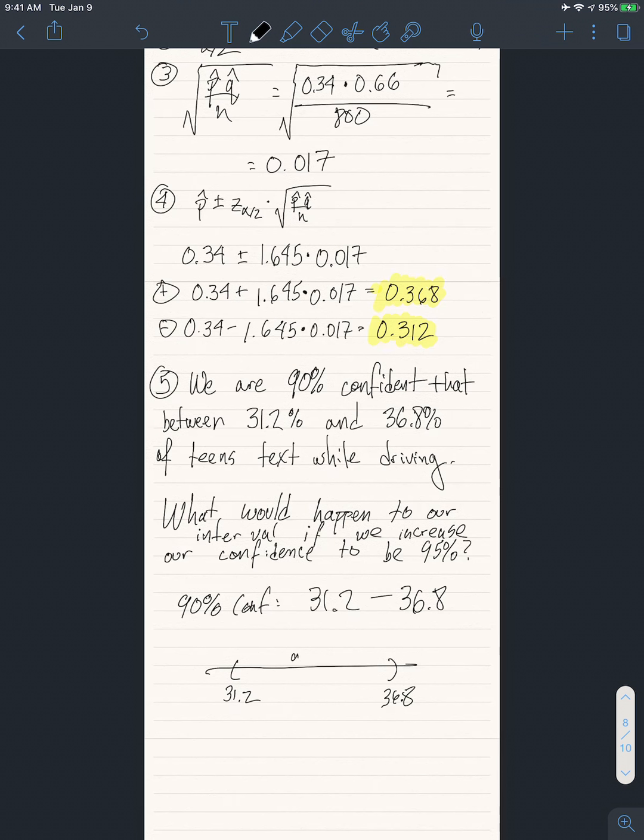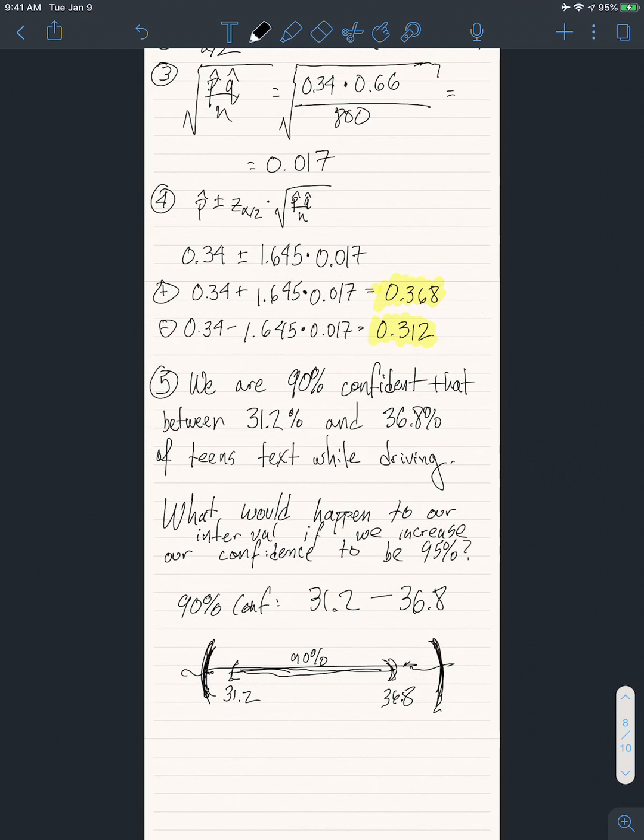This is 90% confidence right here. What if we want to be more confident that we actually do capture the true range, or the true proportion? If we want to be more confident, we're going to have to include more numbers. Maybe take it down some, right? So that we still capture how confident we were at the 90% level, but then some. We'll go a little bit more in both directions. If you want to be more confident, you got to cover more numbers.